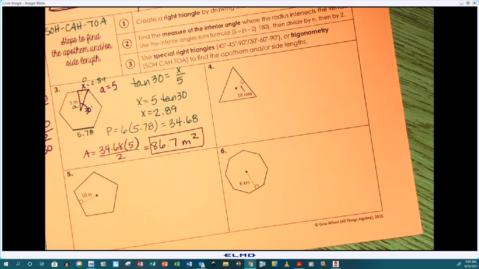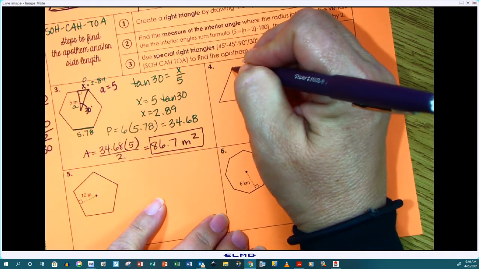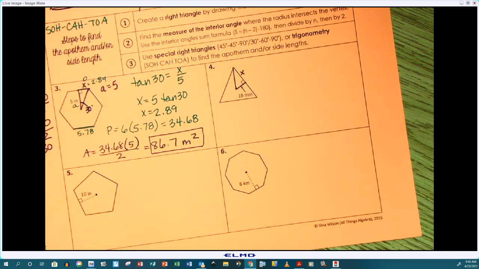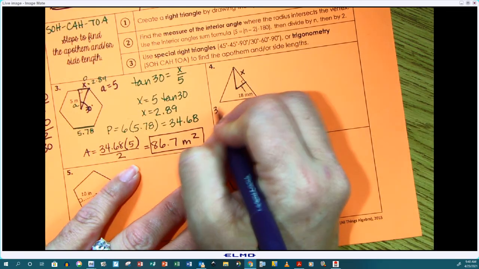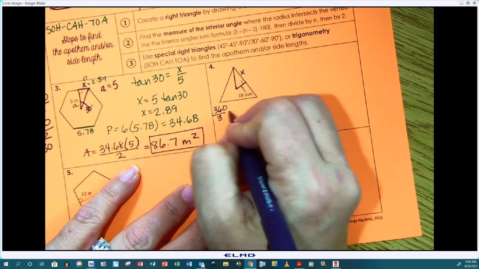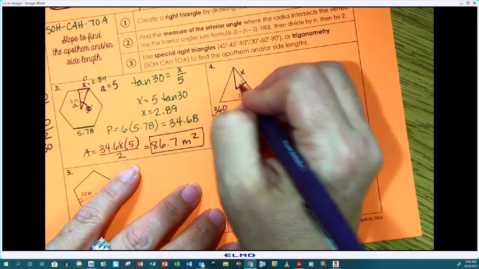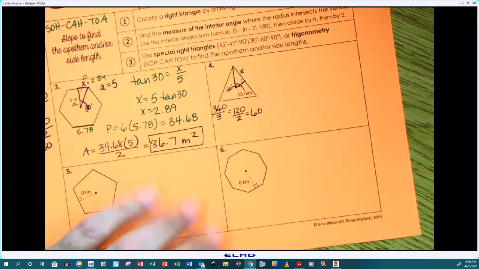So number 4. In number 4, they're telling us that the apothem is 18. So I'm going to draw my radius in here so that I can find out the side here, so I can double it. So first thing I'm going to do is 360 divided by 3, which is 120, and then take half. So that's 60. So this angle right here is 60 degrees.